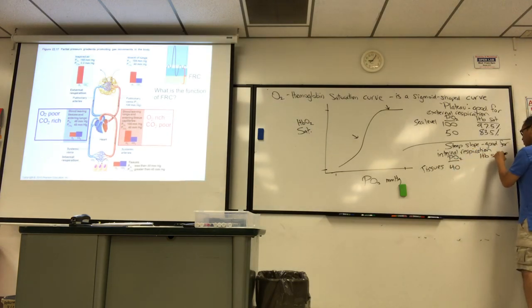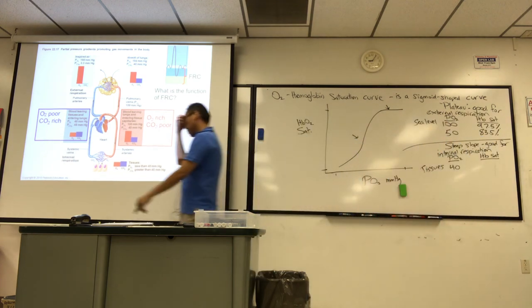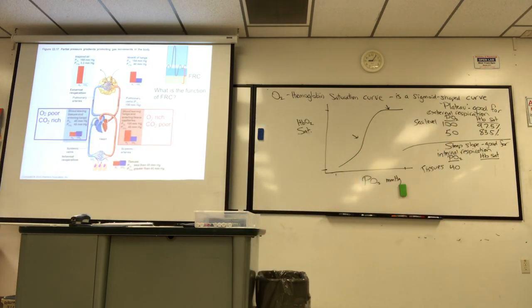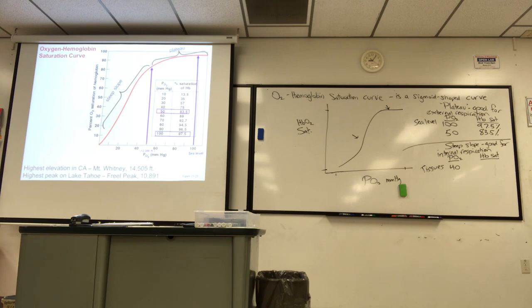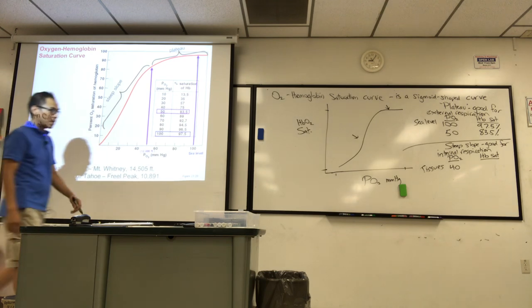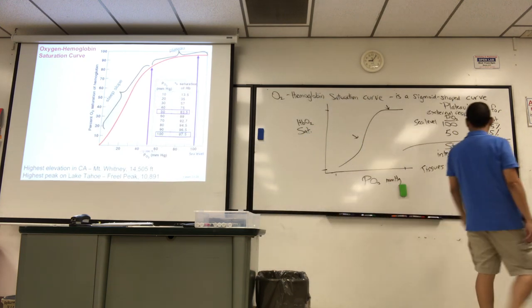Hemoglobin saturation, think about that. I want to fast forward back to where it was. Thank you. I want you to look at the table and you tell me. Just read it off the table. What's the saturation at 40? 75. 75, very good.